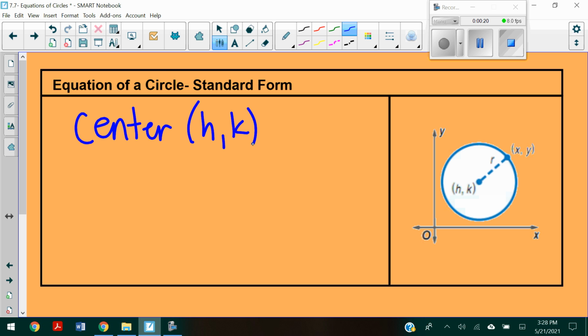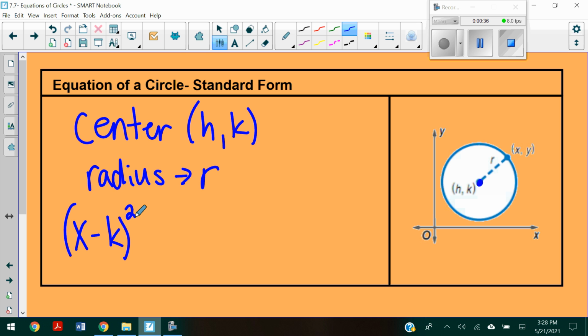If you look at your little picture, we use that specifically for the center of a circle. That's why we don't call it x and y. And the radius, we're just going to keep using r. So the equation is (x minus h) squared, not k, sorry. Let's erase that. (x minus h) squared plus (y minus k) squared equals the radius squared.